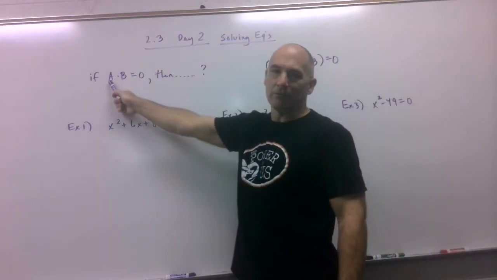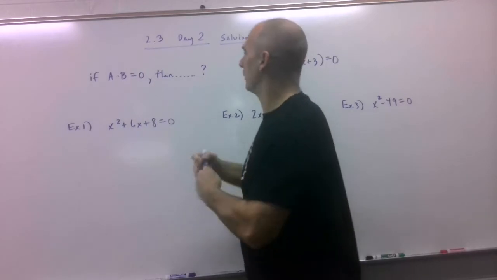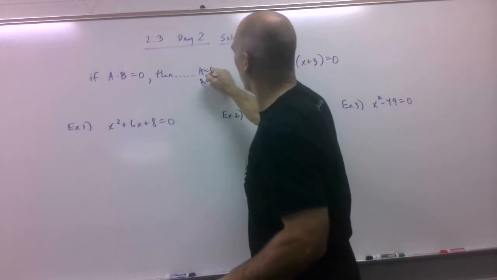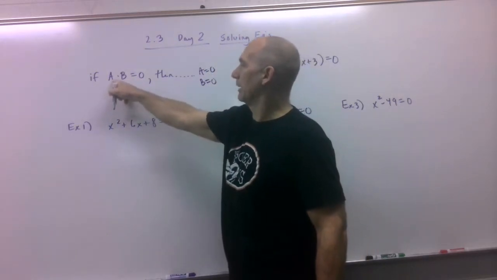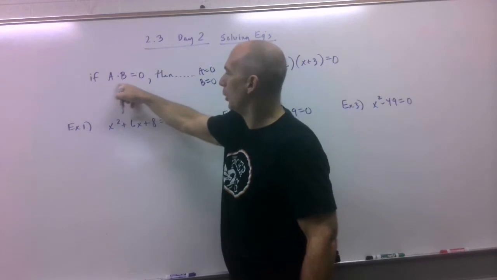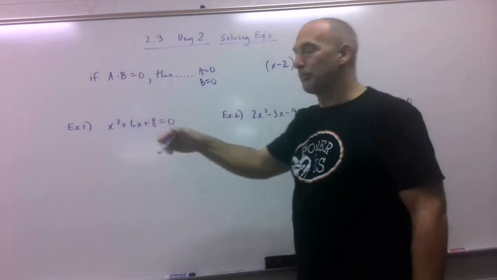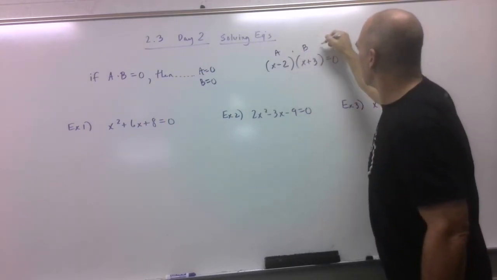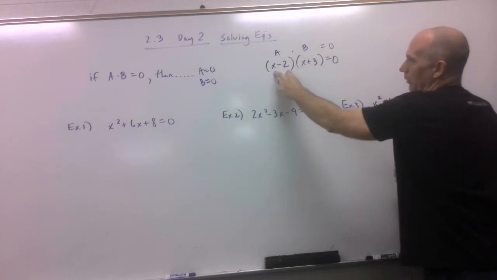If A times B is 0, then you should be able to conclude that A has to equal 0 or B has to equal 0, because you multiply two things together and get 0. One of them or both of them need to be 0. How do we apply this to a math problem? Right here. Here's my A, here's my B, equals 0. So how do I figure out what value for x will cause this to be 0?